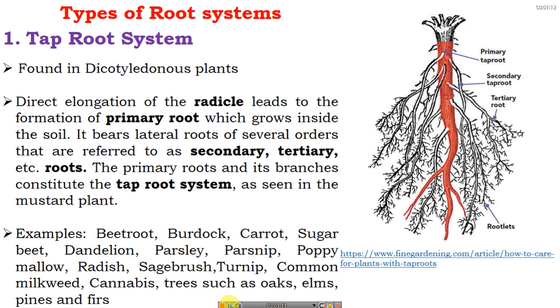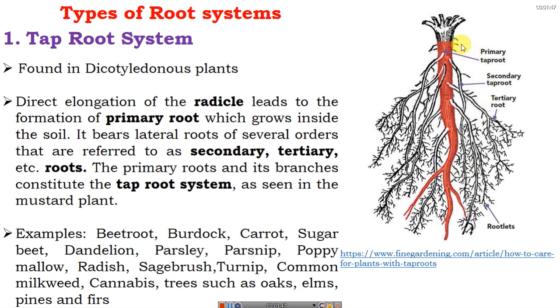Now you can see in this figure that there is a main root in this root system. This is called a primary root. Okay, and from the primary root there are several branches arising known as secondary roots. From the secondary roots there are further branches, known as tertiary roots, and then fine rootlets are arising from the tertiary roots. So this whole system of primary, secondary and tertiary and so on constitutes the taproot system.